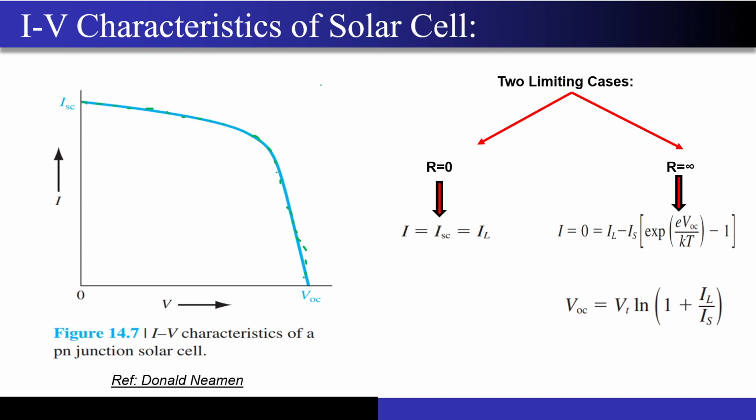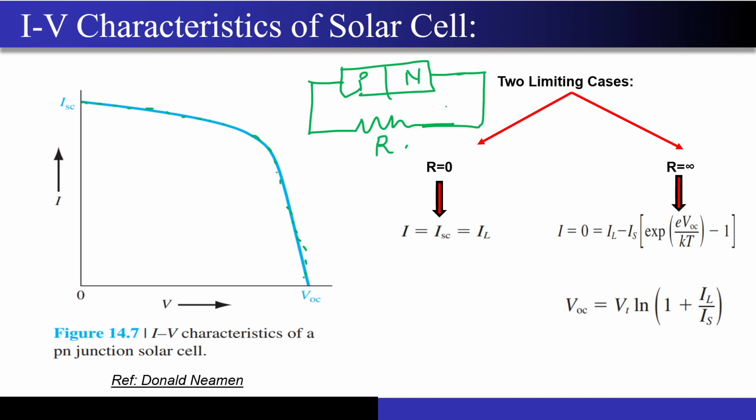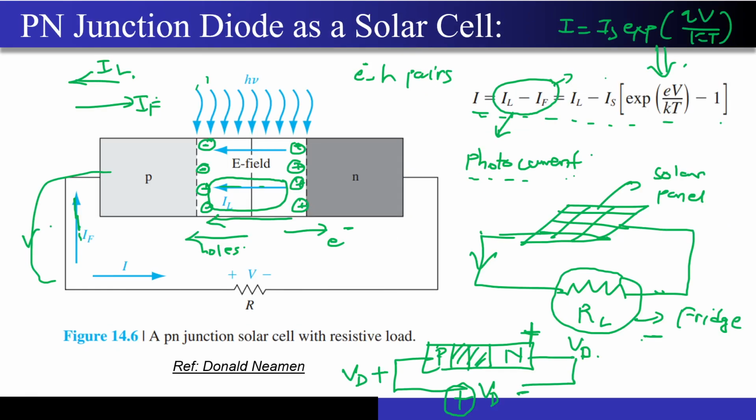In the first case, let me write it. So this is a PN junction that you have, and you have a load over here, and its value is R. Now if I short circuit this, that means my R is equal to 0. Then whatever current is flowing, I am denoting by I_SC, that is short circuit current, and its value is equal to I_L in this case, right?